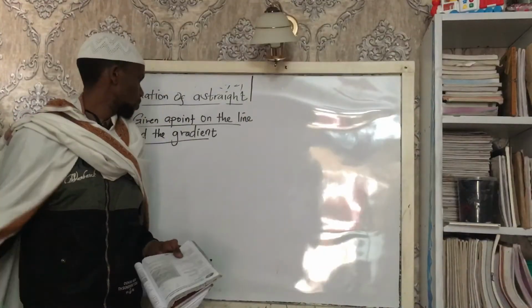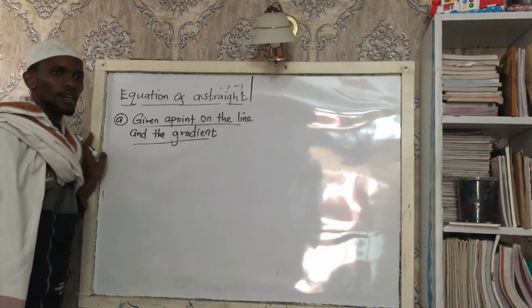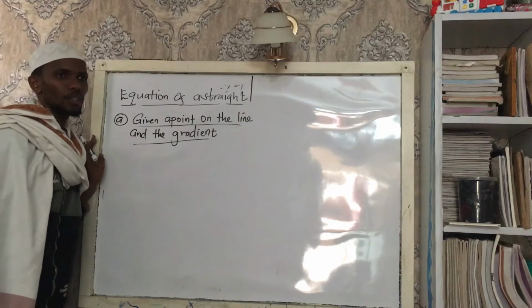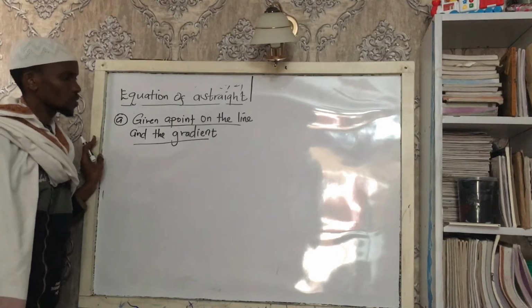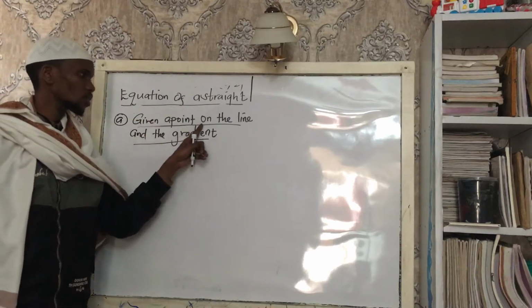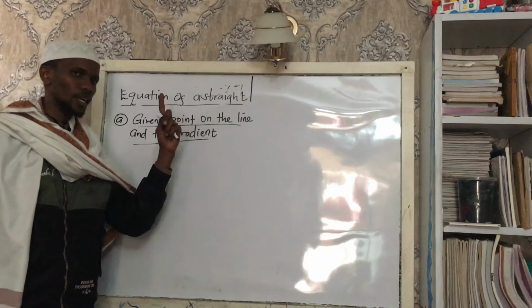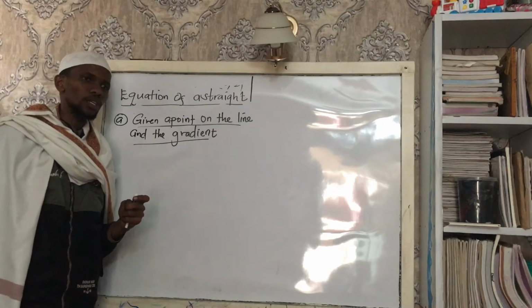So let's continue. We see how we get the equation of a straight line. Are we together? This is a question that is going to help us plot the graph of a straight line. And how do we get the equation of a straight line? Number one, you might be given a scenario where you have been given one point that is on the line, and the gradient of the line also. Are we together? So you need to get the equation.